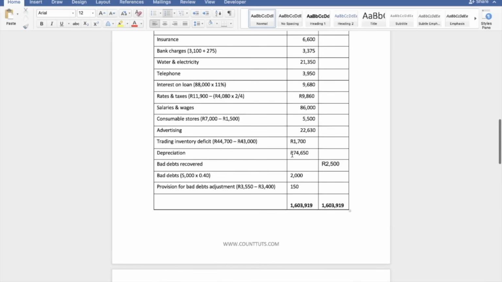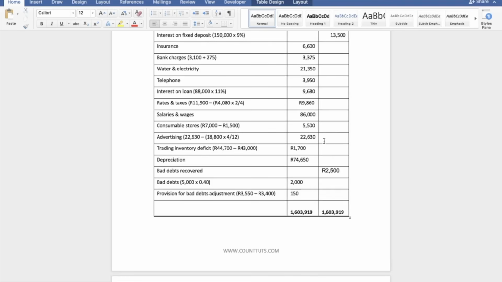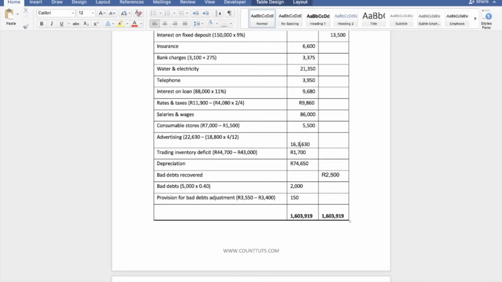So let's go up here. You can see advertising is 22,630 rand, but we know it includes an amount which should not be here. So here's how we'll do the calculation: 22,630 in our pre-adjustment trial balance. Then you deduct the 18,800 times 4 divided by 12, because the 4 months is outside our financial period, and that will give us an answer of 16,363 rand. So we'll put that down here, 16,363. All right, so that is how much should be sitting in our advertising expense account.